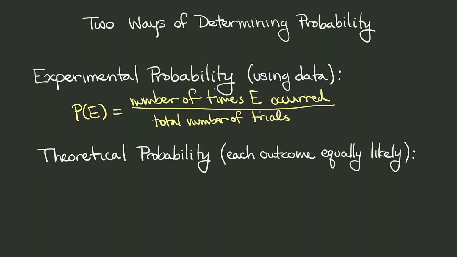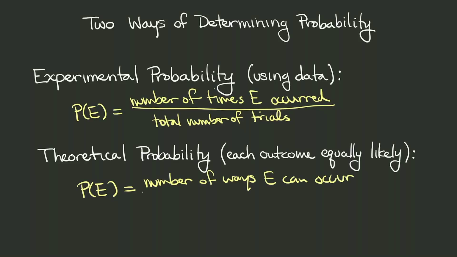To compute theoretical probability, we need each outcome to be equally likely, like if we're rolling a fair die. And then we can compute the probability of an event E as the number of ways that E can occur, out of the total number of possible outcomes.